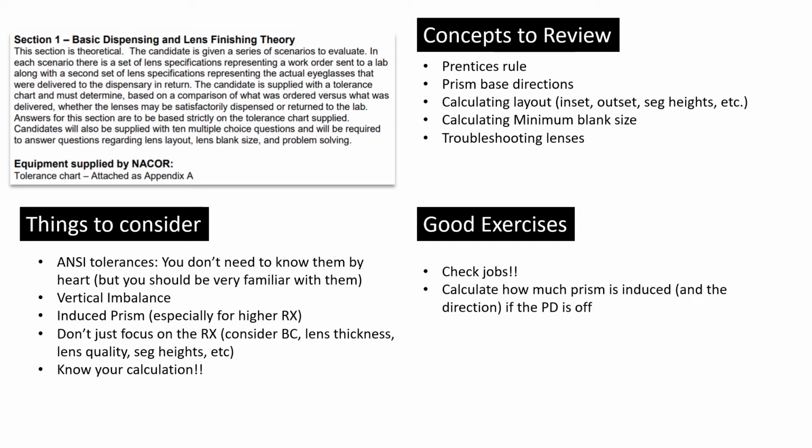I would suggest, if you struggle with prism, which most students do, calculate the prism of every single job. It's not uncommon for jobs to be off a little bit from the lab when you're verifying them. Even if they're off by 1 millimeter, by 2 millimeters, calculate the prism and figure out the direction. This is a great exercise, and then have your mentor check it. That way you can feel confident that you've done this over and over again.